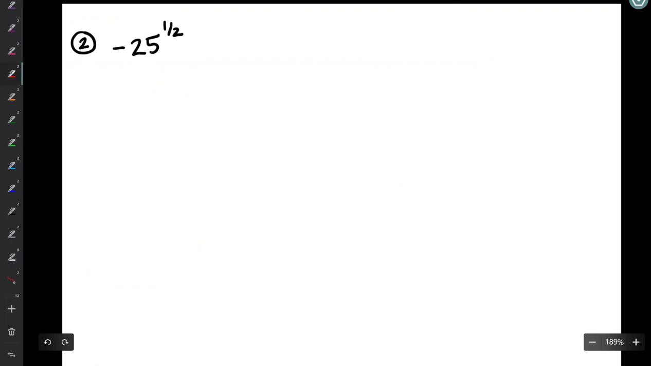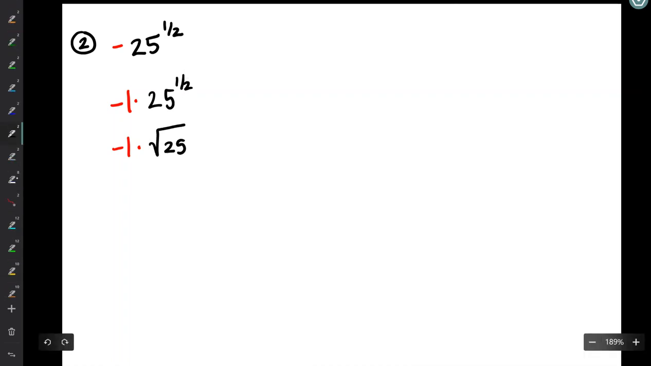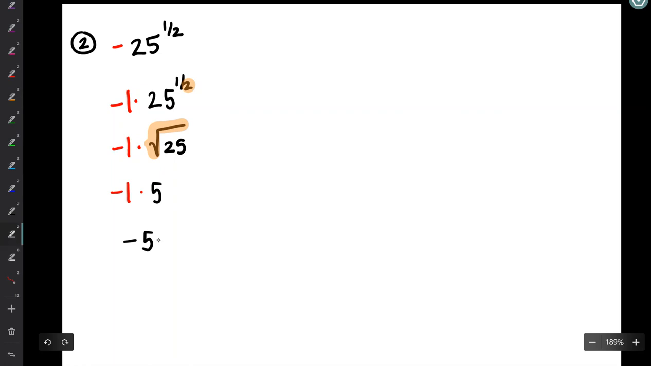Remember that when there's a minus sign out in front of something, that's notation for -1 times the stuff after. So this is -1 times, and we just learned that 25 to the 1/2 power is notation for the square root of 25. You can choose to put the little 2 here or not. Right? So we've got -1 times the square root of 25, which is 5. My answer is -5. I'm done.